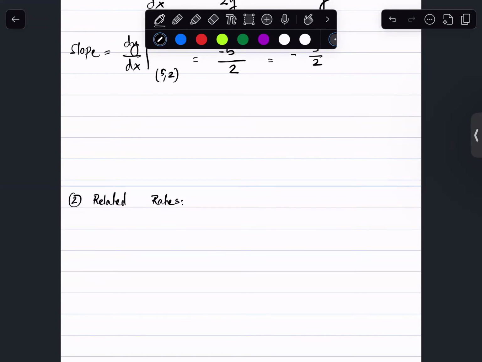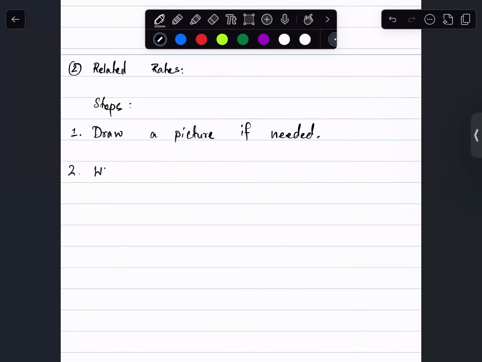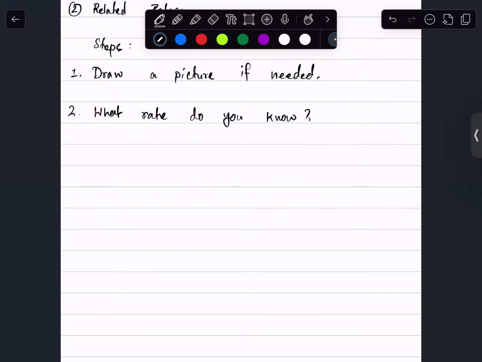The next section is about related rates. For that, there are some steps that you need to follow. So step 1 is you have to draw a picture if needed. The next step is to figure out which rates are given to you, and then what rate you are looking after.